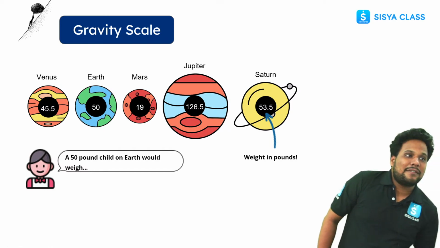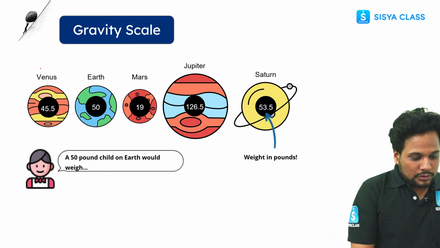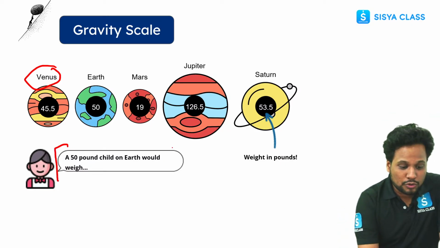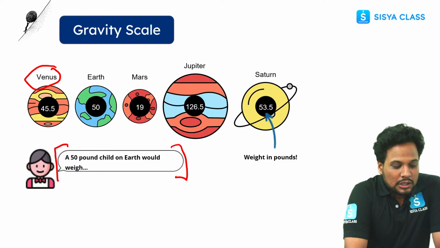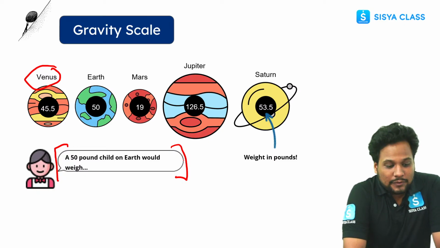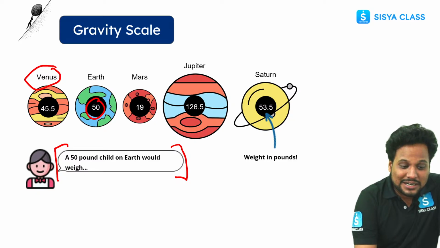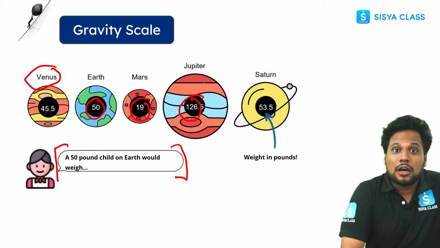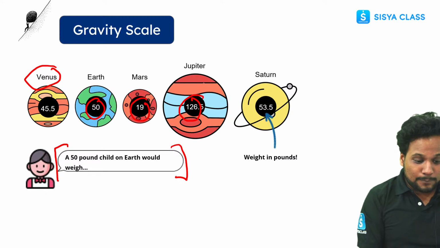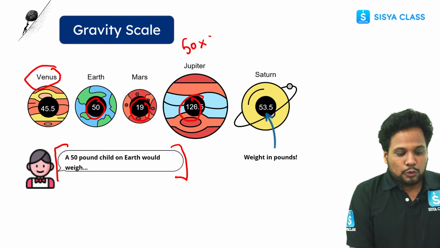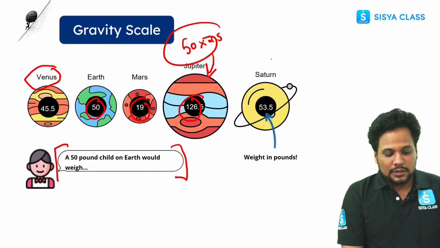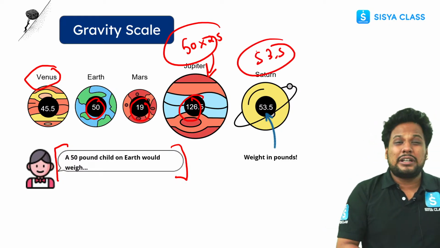Now, these are some gravity scales. One by one, if you see, for Venus, let's suppose your weight is 50 pound, then on Venus it will be 45.5. Then on Earth again the same, 50. Then Mars 19. And just observe this: on Jupiter it is around 2.5 times that of Earth. Remember this, 12.6. Okay, so 50 into 2.5 is near about 126, right? This is clear. And even on Saturn it is 53.5. So these are the gravity scales on different planets.